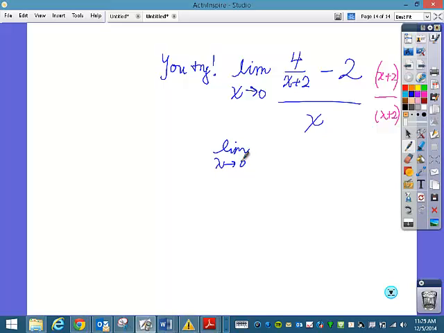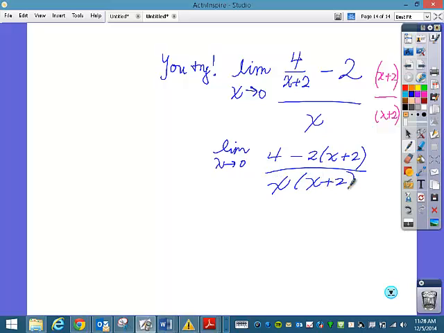What's 4 over x plus 2 times x plus 2? 4, good. And then negative 2 times x plus 2 is minus 2 times x plus 2. So I'm going to have to distribute that negative 2. You're all cool with that? Over x times x plus 2.